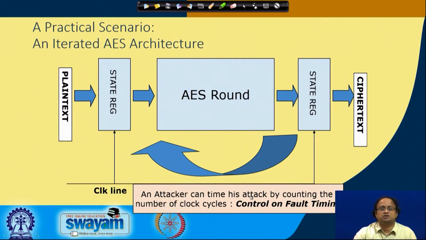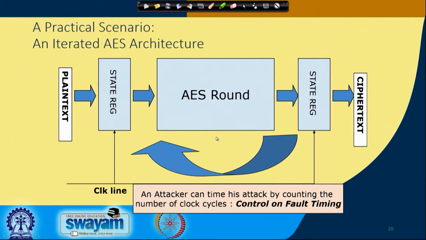So, let us see the context in which we are discussing the fault attack. Here you have an iterated architecture for AES. It is a very common and popular architecture, where the AES round has been implemented in hardware, and we are iterating the AES round 10 times. Just keep in mind that the last round does not have a MixColumns.